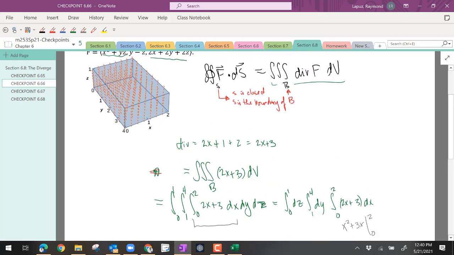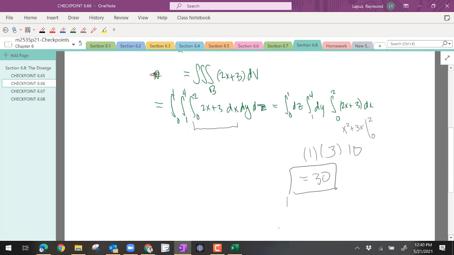So had you done the flux integrals with the 6 surfaces, you would have had to do them separately, add them all up, and then you would eventually get 30. And compare that with applying the divergence theorem, where we took the div and then the triple integral, and we would get the same result. Okay, I hope that helps.